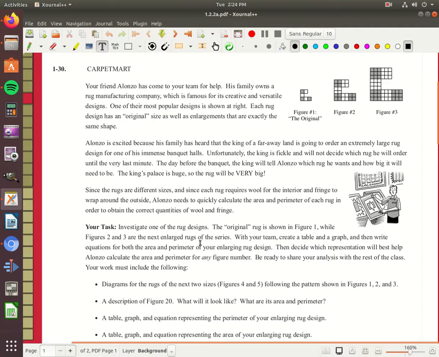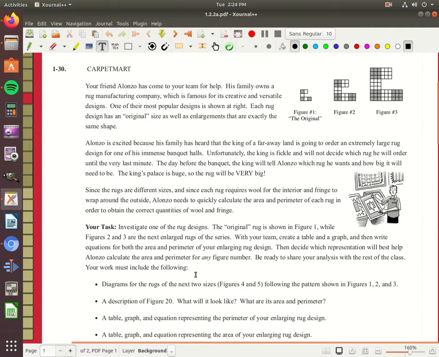So your task: investigate one of the rug designs. The original rug is shown in figure 1, while figures 2 and 3 are the next enlarged rugs of the series. With your team, create a table and a graph, and then write equations for both the area and the perimeter of your enlarging rug design. Then decide which representation will best help Alonzo calculate the area and perimeter for any figure number. Be ready to share your analysis with the rest of the class.